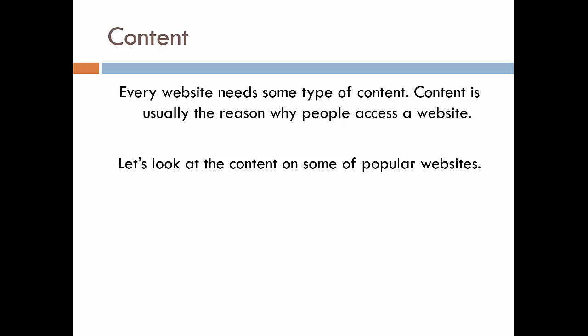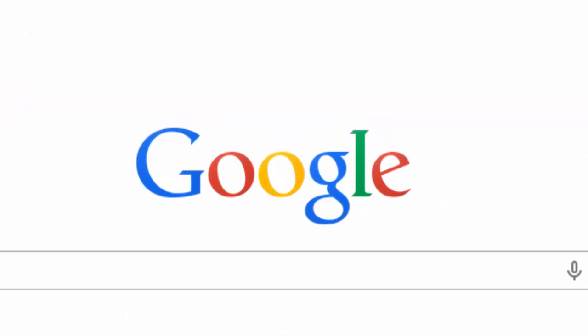Content is the reason people access a website. And so what we want to do now is just look at some of those popular types of content that are out there. Google is one of them. Google is an organization that organizes information. That is the reason that they are so popular.